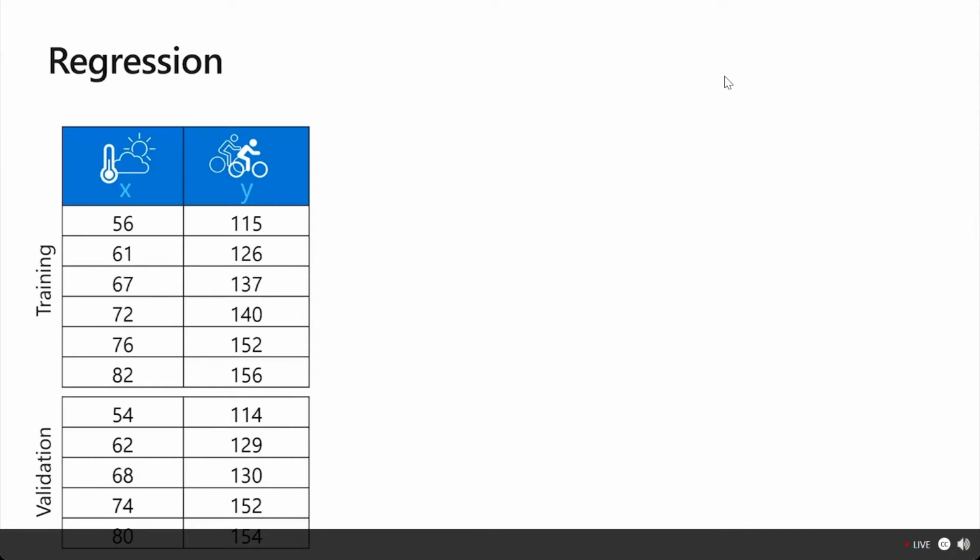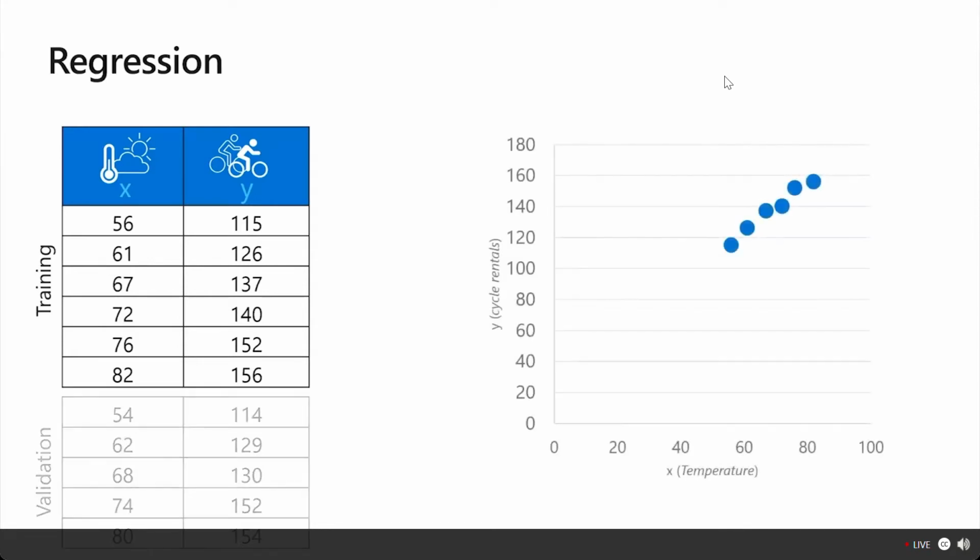Now, I have split my data, and let's plot it. I'm plotting the temperature on the horizontal axis and the bike rentals on the vertical axis. And here you can already see that there appears to be some kind of relationship. I could even plot a line through this, right? Because I'm trying to find some kind of function.